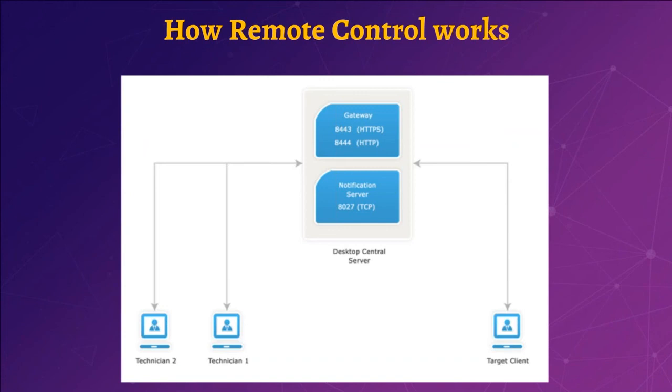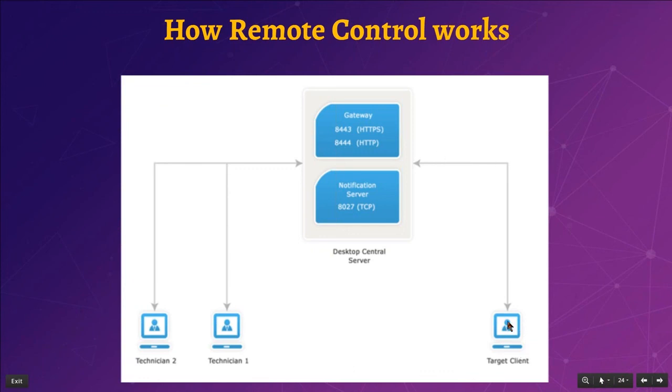So technician 1 logs into his computer. He clicks on connect by searching for Bob's computer, and the request will be sent to the Desktop Central server. The Desktop Central server has two components running: the gateway component and the application server component, which sends the request to the end user's computer, Bob's computer, agent.